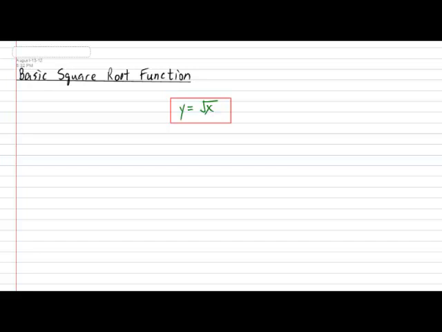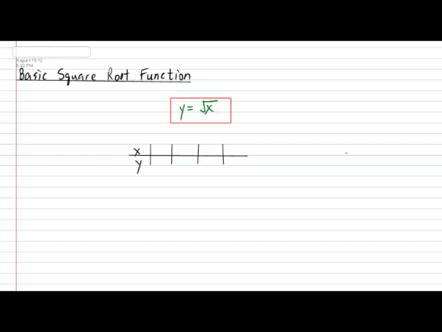Now, as with any new graph that you encounter, we're going to first look at what the table of values looks like before we graph it. So I would like you to prepare a table of values that has the following size. Go ahead, pause the video and do it now.